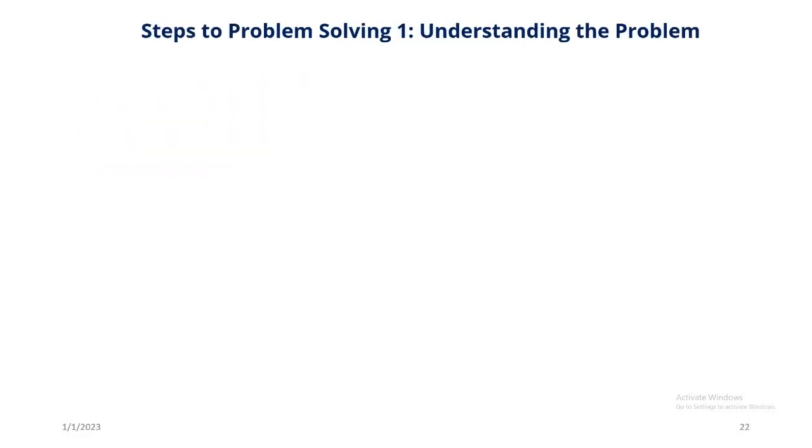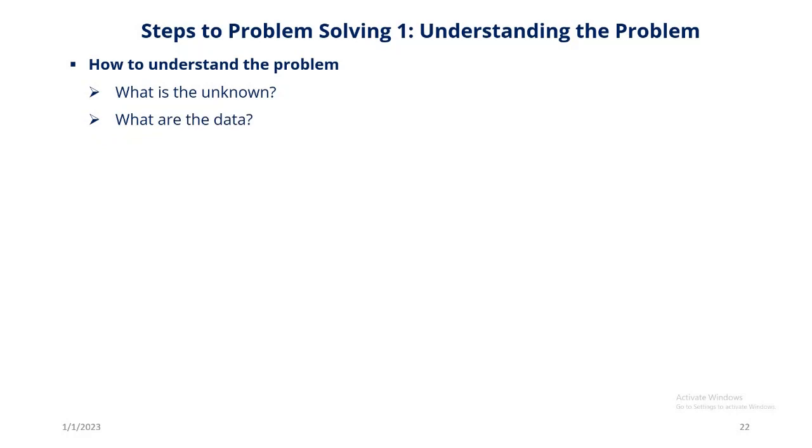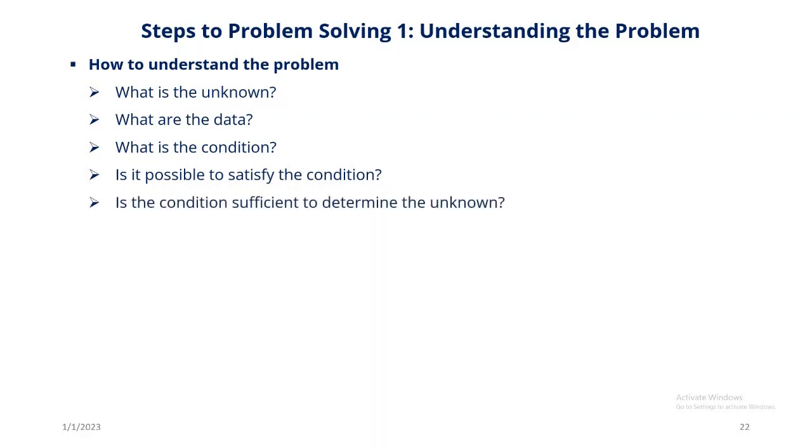First, understanding the problem. How do you understand the problem? According to G. Polya, you ask some questions and you make some deductions. First question is, what is the unknown? What do you not know? What are the data? What is the condition? Is it even possible to satisfy the condition? Is the condition sufficient to determine the unknown?